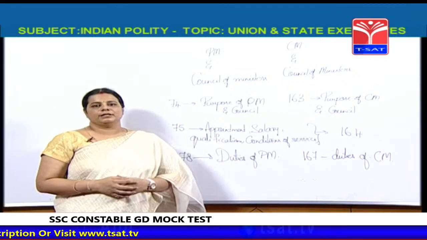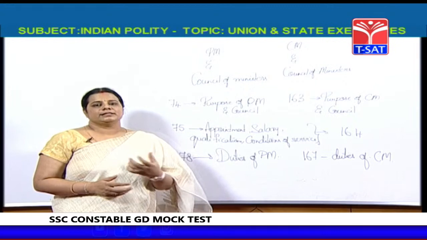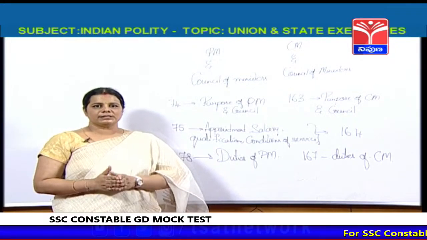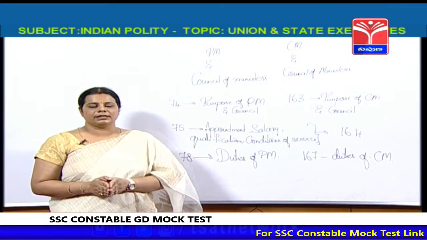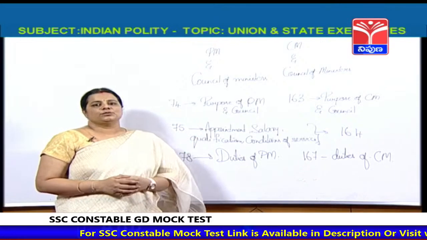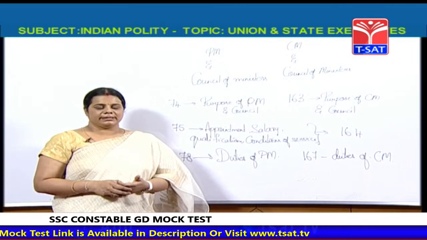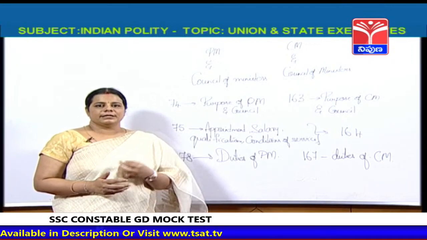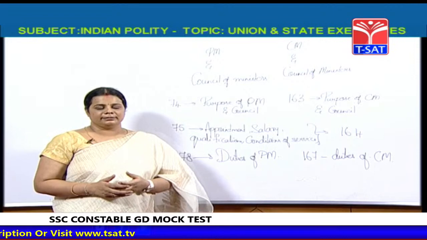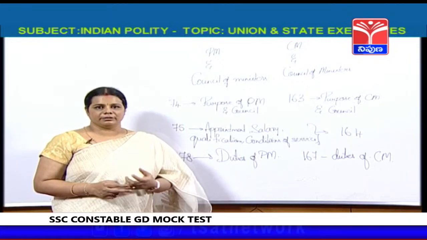అది అపాయింట్మెంట్కి సంబంధించి. మినిస్టర్స్ ఆర్ పెయిడ్ సాలరీ. ఈ సాలరీని డిటర్మైన్ చేసేది పార్లమెంట్. అంటే యూనియన్ మినిస్టర్స్కి ఎంత సాలరీ పే చేయాలి అని డిసైడ్ చేసేది మాత్రం పార్లమెంట్. Qualifications. What are the qualifications required to become a minister of the union or the state? First qualification is he should be a citizen of India. The second qualification is he should have completed the age of 25 years.